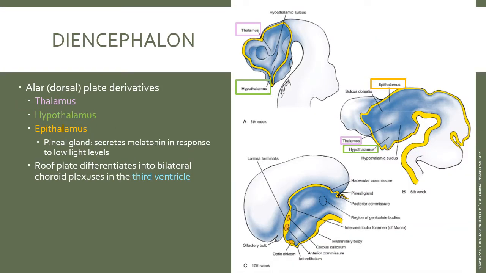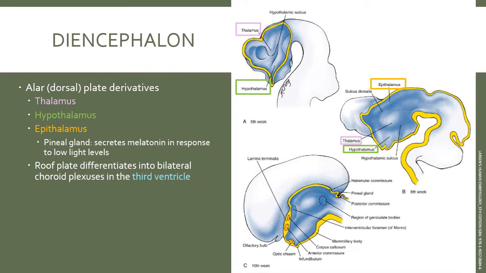So the diencephalon. What we have here are derivatives of the alar, or the dorsal plate. Again, sort of thinking similar to what we saw with the spinal cord development and then the brain stem. You don't actually get basal or ventral plates in the diencephalon, just the dorsal plates. But they go on to form the thalamus, the hypothalamus, and the epithalamus. Now, the thalamus and hypothalamus we talked about earlier in terms of what their functions are.